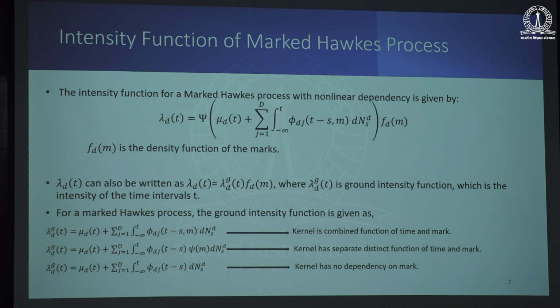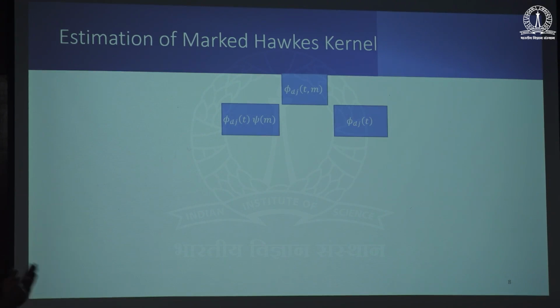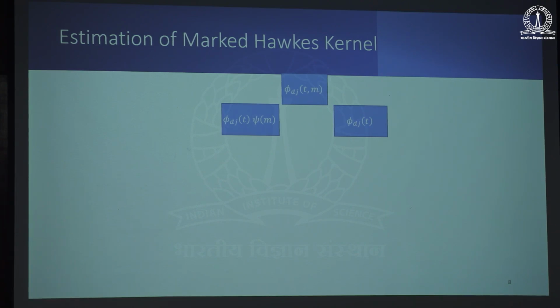Here we are estimating all these three types of Mark-Hawkes process. So how will you do that? For estimation of Mark-Hawkes, there can be a combined function of time and marks, a distinct function of time and marks, or there is no dependency on marks, that phi dgt, there is no dependency. Even if marks like price or magnitude are there, the next earthquake doesn't depend on the magnitude of the previous earthquake. That can also happen. We don't know.